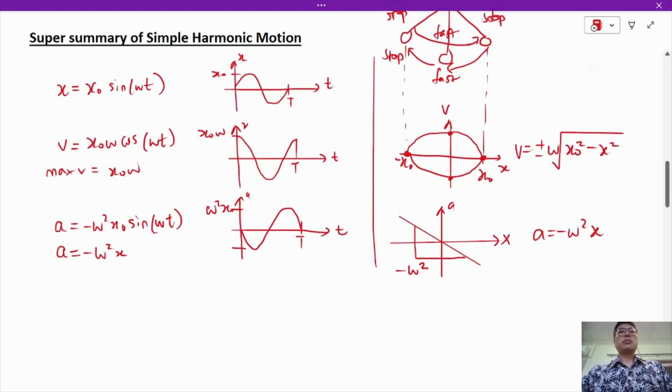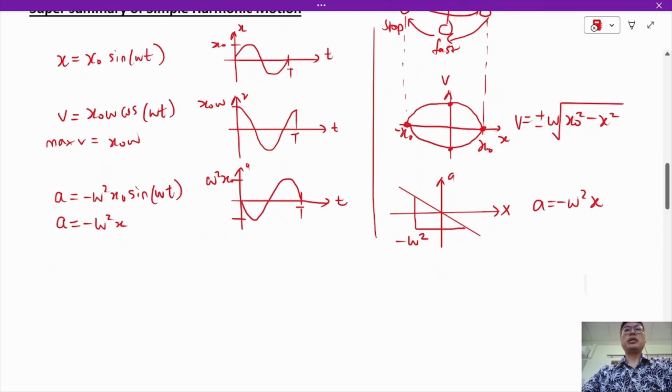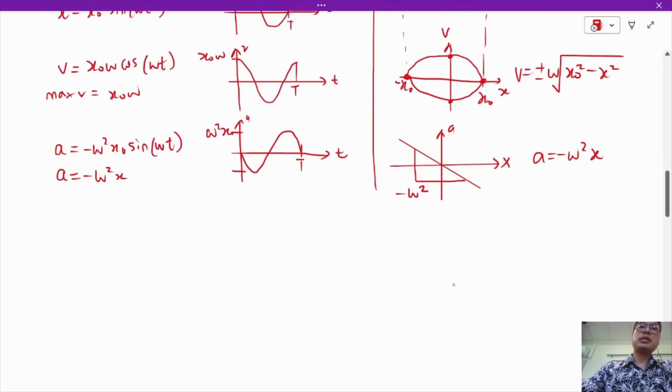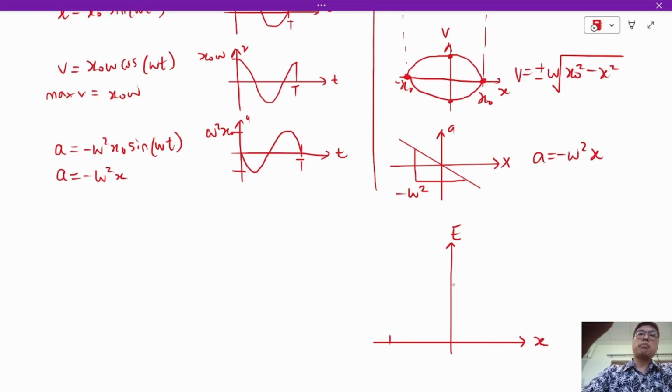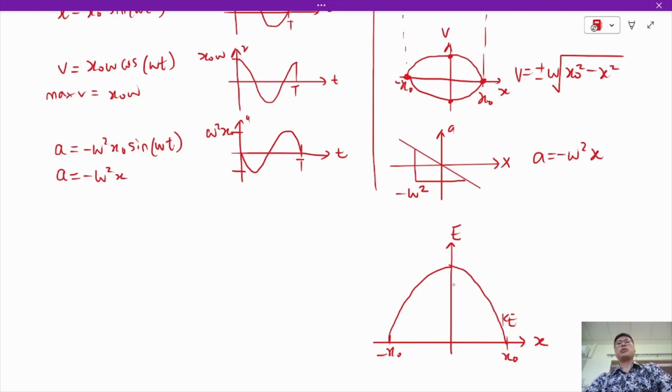Next we're going to talk about the energy graph. Now on the right-hand side, we have the energy with displacement graph. Remember, the ball goes from minus x naught to x naught. Now at the ends, we're going to draw the KE first. Remember, KE makes me sad. So the KE graph looks like this because at the ends, the ball is stopped, and then at the middle, the ball is very fast.